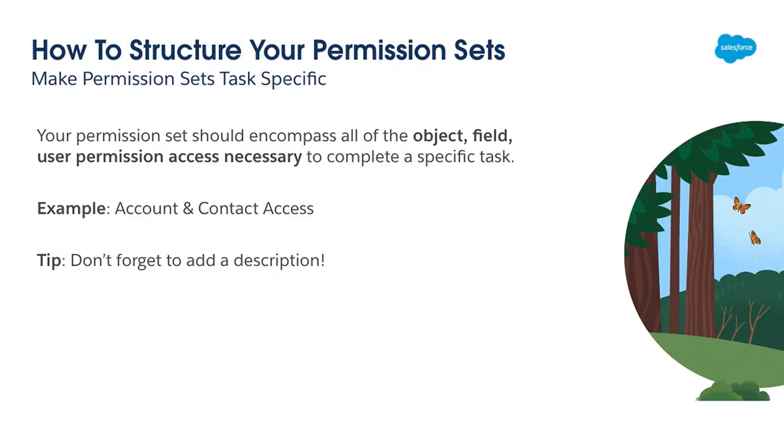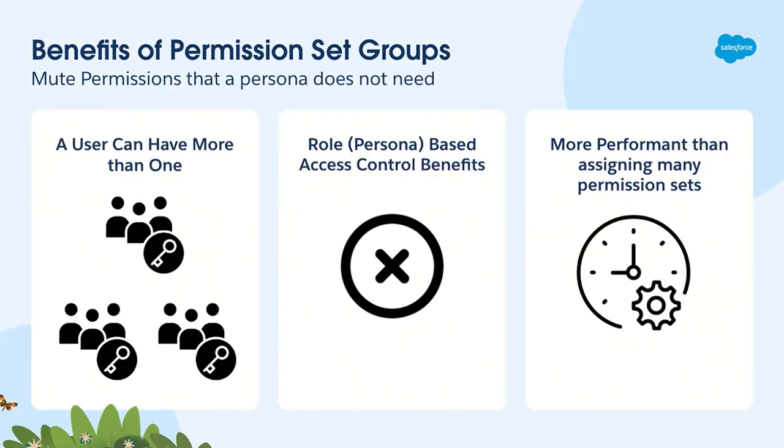Let's talk a little bit about how you want to structure your permission sets. Your permission set should encompass everything for a specific task, or what we like to call in product management, a job to be done. So think about account and contact access or account and contact management. You probably have a lot of personas at your organization that need to do some flavor of this. So you could create a wide permission set with everything from managing accounts and contacts and have it in many permission set groups. Now, let's talk about the benefits of permission set groups.